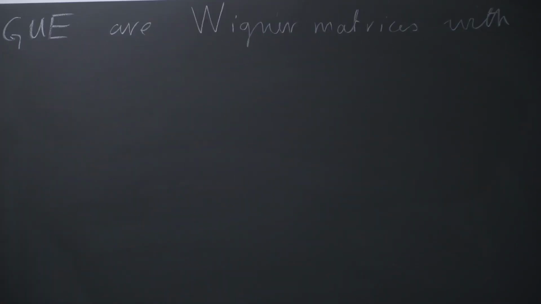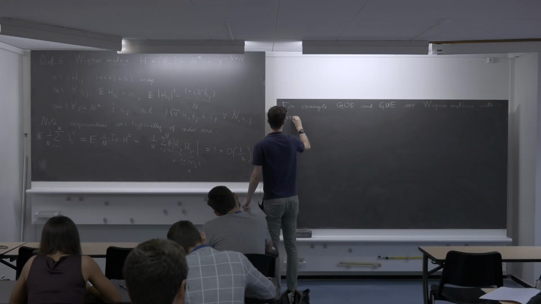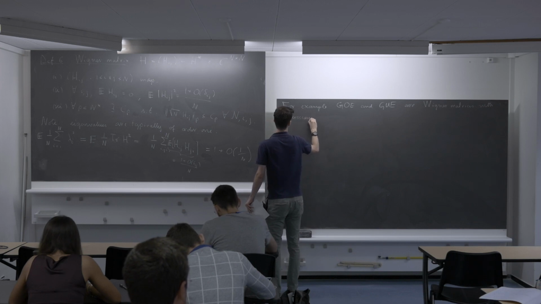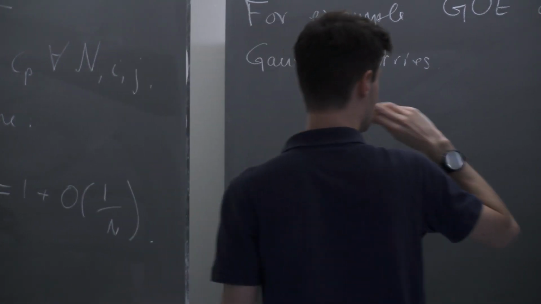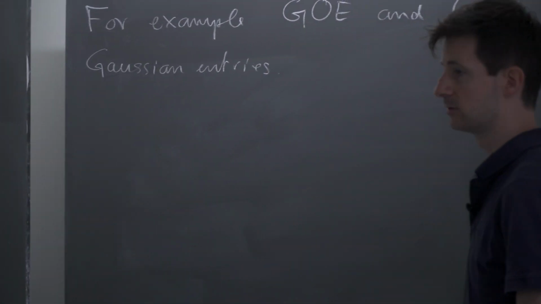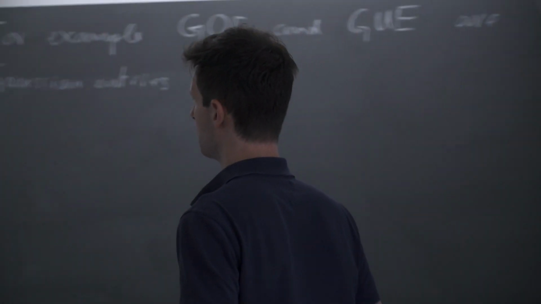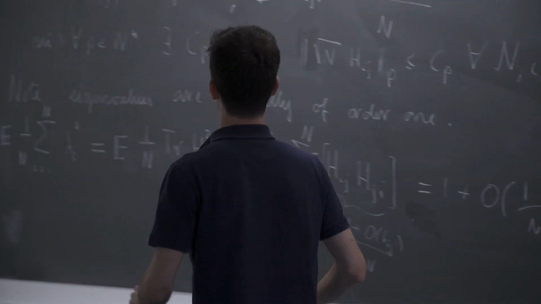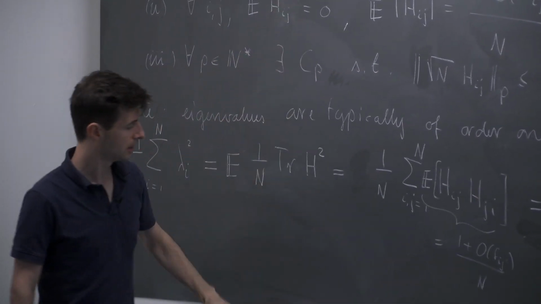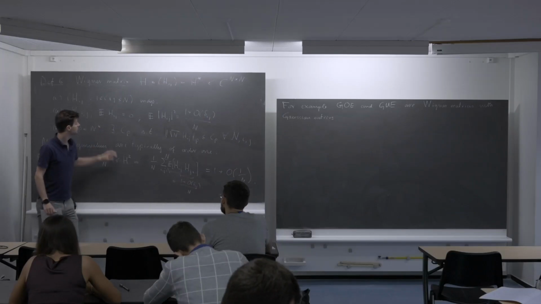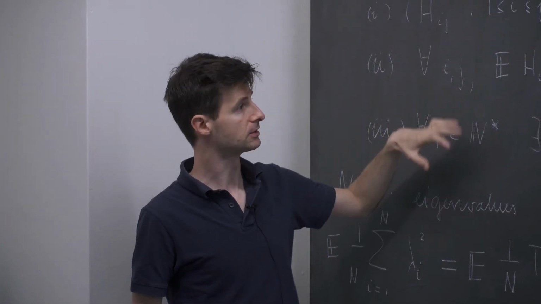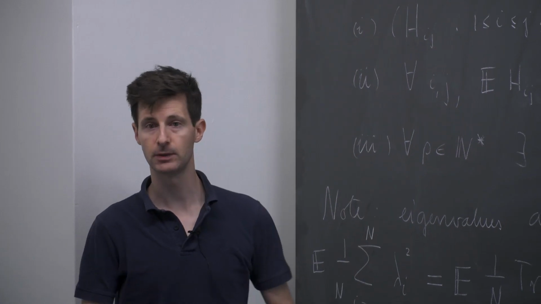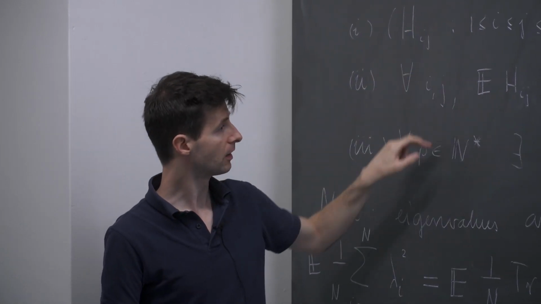Now, Wigner matrices with Gaussian entries. It's in fact a little exercise you can do if you wish, with Gaussian variables, to check these conditions. I won't do this because it's very easy, but if you want to work through this definition, you can check that the GOE and GUE we defined last time indeed satisfy these conditions.